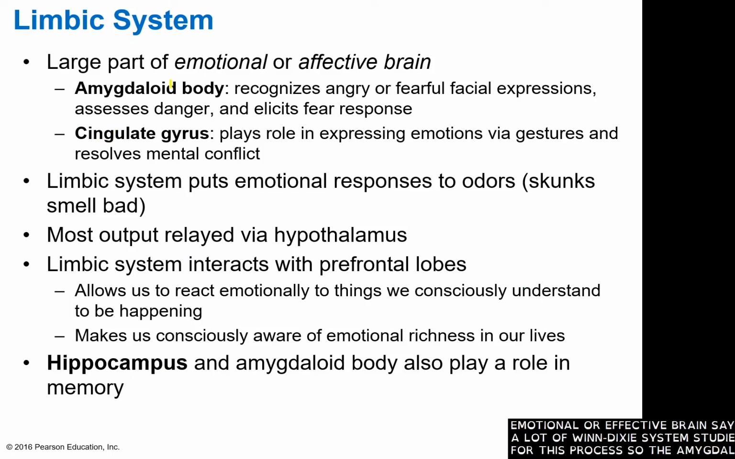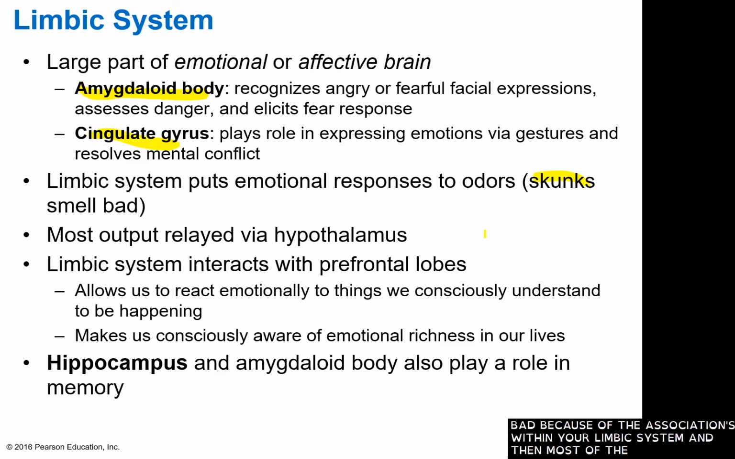The amygdaloid body recognizes angry, fearful facial expressions. If someone has a very angry face, you know that could be something dangerous, and this is what your amygdaloid body is analyzing. That's very important in relation to memory and these different associations. And then the cingulate gyrus plays a role in expressing emotions via gestures and resolves mental conflict as well. When you're processing information in your brain, that's your cingulate gyrus at work. This also puts emotional responses to odors. I was talking about skunks earlier. You know skunks smell bad because of the associations within your limbic system.